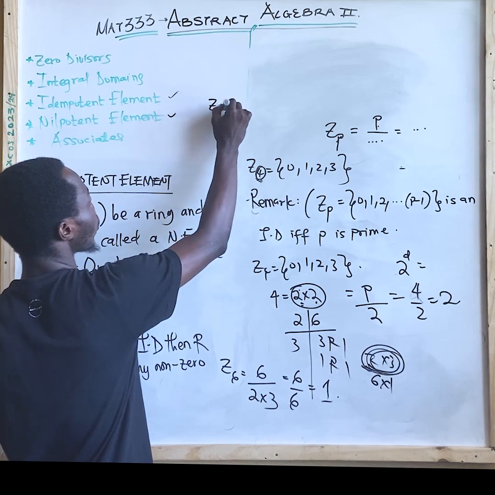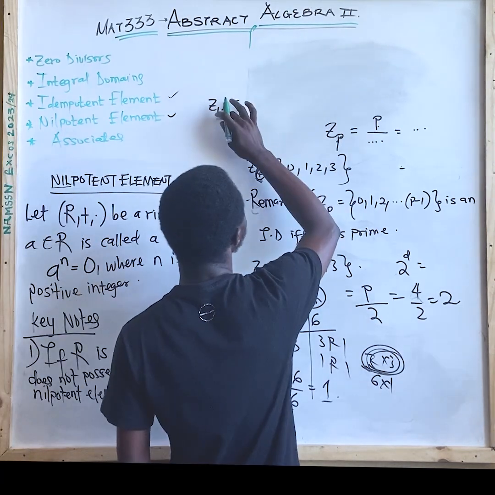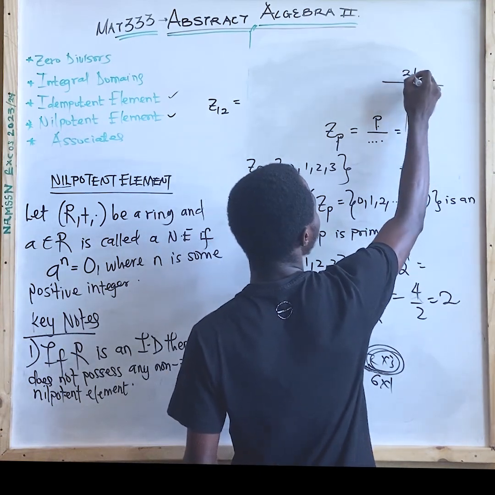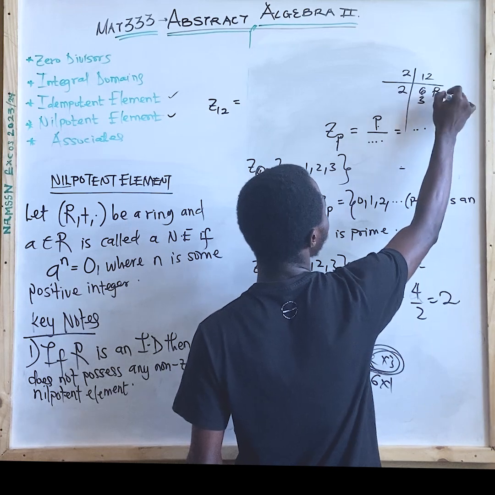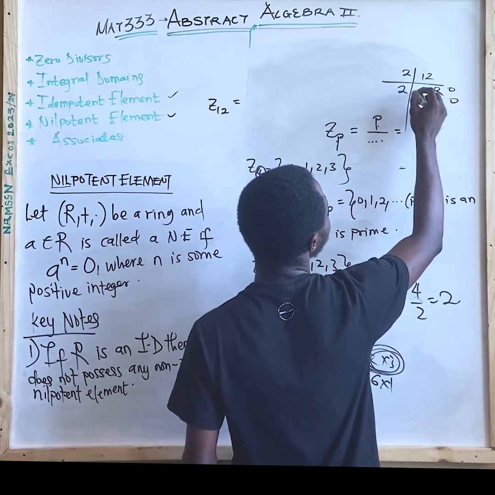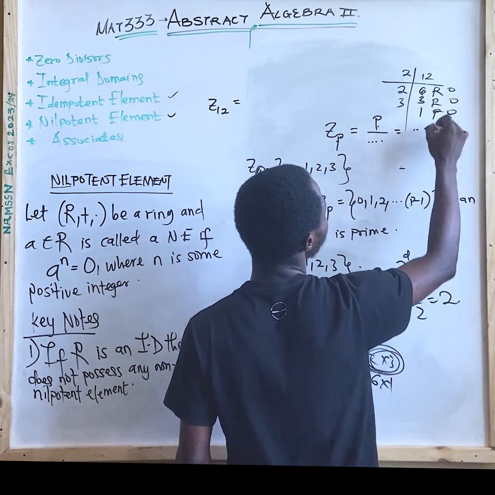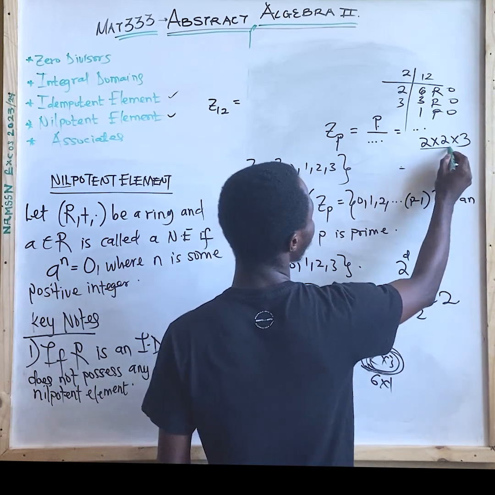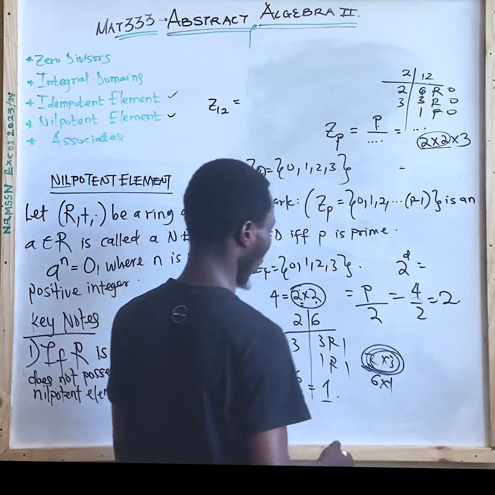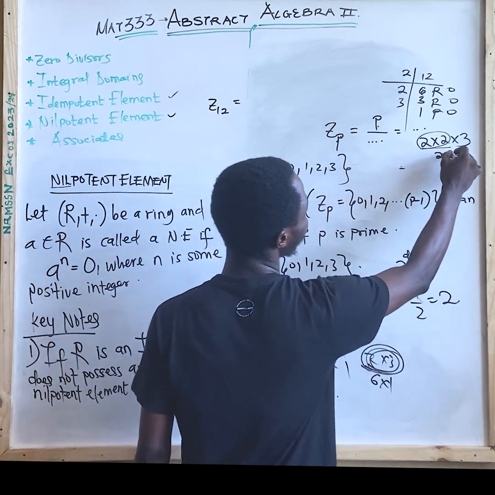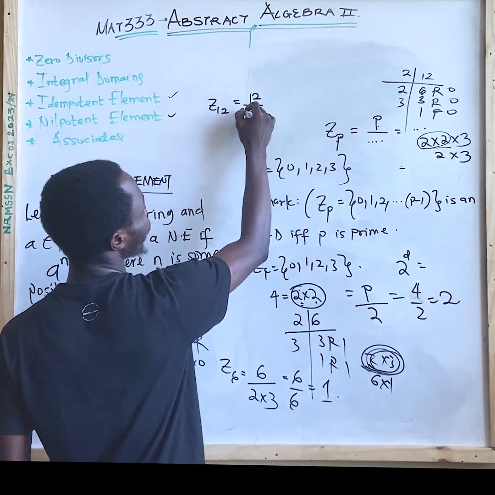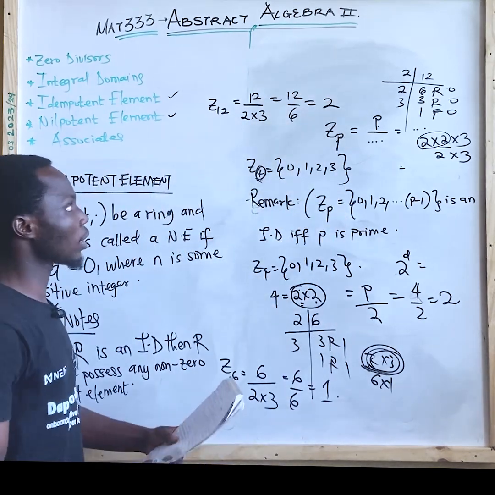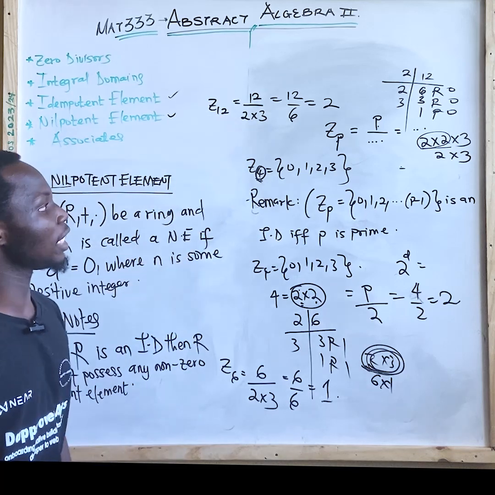If I'm given, let's say, Z12, I express this 12 as a product of prime numbers. 2 into 12 is 6, remainder 0. 2 into 6 is 3, remainder 0. 3 into 3 is 1, remainder 0. So this is 2 times 2 times 3. I have 2 twice, but if a number occurs twice, you are only picking it just once. So this will just be 2 times 3. So that will be 12 all over 2 times 3, that's 12 all over 6, which is 2. So this tells you that there are 2 nilpotent elements in Z12.